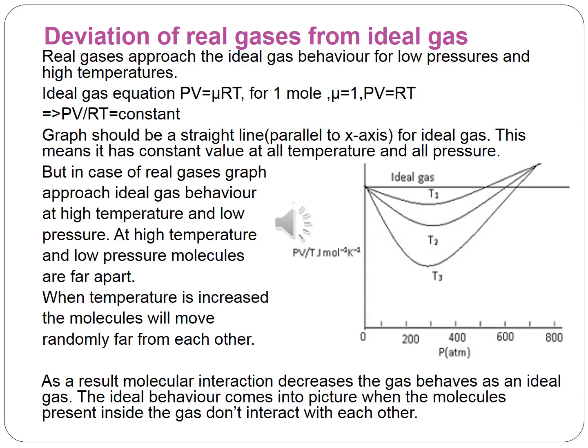At high temperature and low pressure, molecules are far apart. When temperature is increased, the molecules move randomly far from each other. As a result, molecular interaction decreases, and the gas behaves as an ideal gas. This ideal behavior comes into picture when the molecules present inside the gas cannot interact with each other.